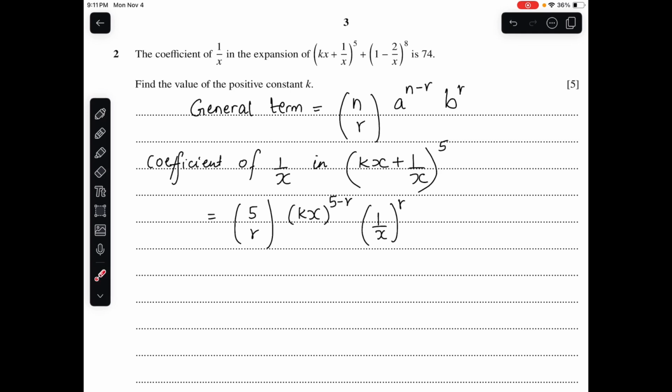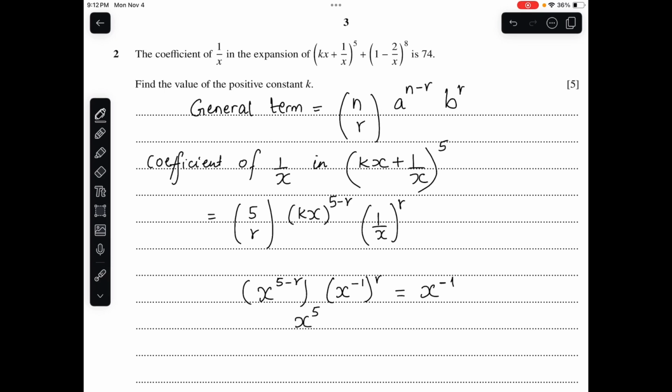So let us set up an equation with x and its powers: x to the power of 5 minus r, times, here the x is in the denominator with power 1, so if you take it in the numerator, it's going to be x to the power of minus 1, everything to the power of r, equal to x to the power of minus 1. It is equal to x to the power of minus 1 because we are looking for coefficient of 1 over x. So the power of x in the denominator is 1. You take it in the numerator, it becomes x to the power of negative 1. Use the rules of indices to solve this.